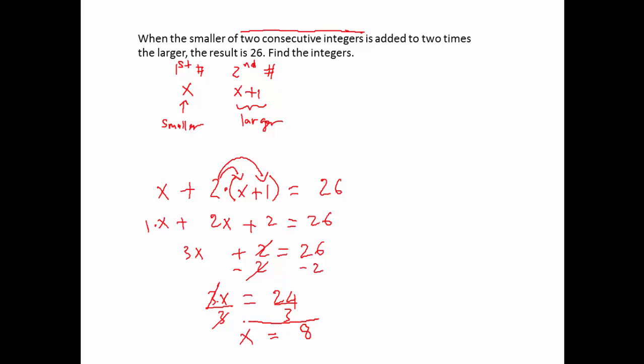So x is 8. That means the first number, the smaller number, is 8. And the larger, the next one, is 8 plus 1. That means 8 plus 1 is 9. Okay, so we have two numbers. One is 8, one is 9. Two consecutive integers. That means we found the first one is 8, then we add 1 to that to get the larger, or the second one, which is 9.